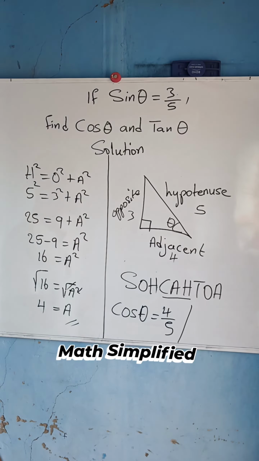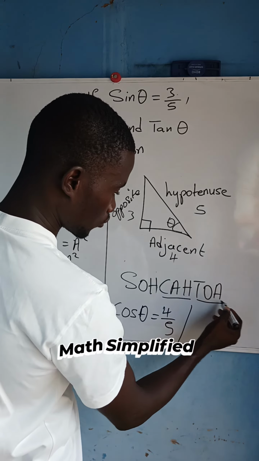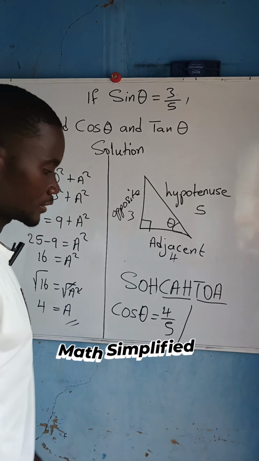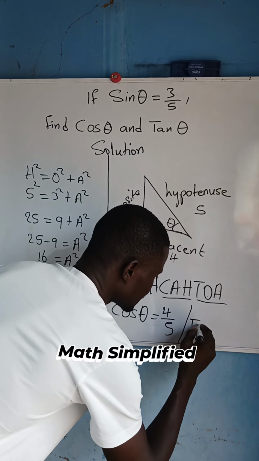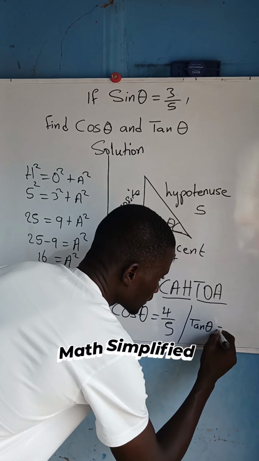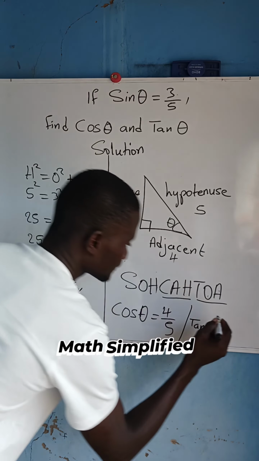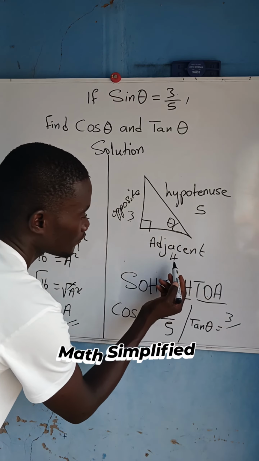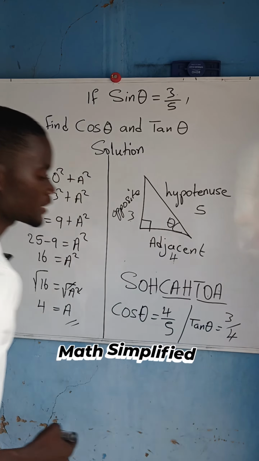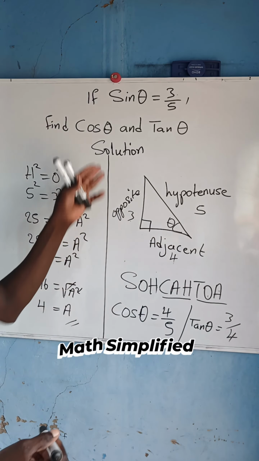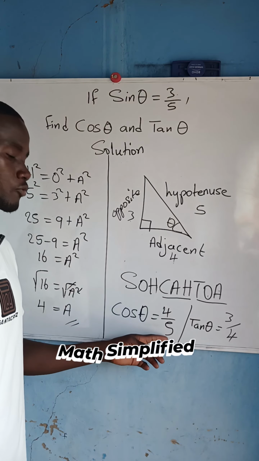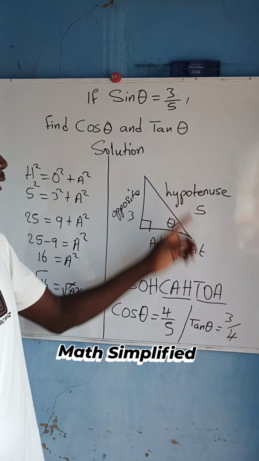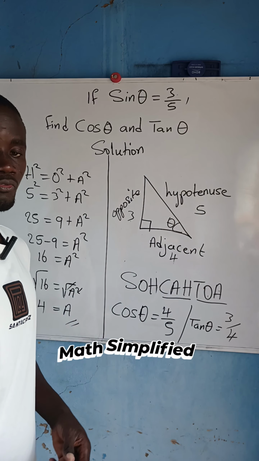When you are also asked to find tan, tan is equal to opposite over adjacent. So our tan theta is equal to opposite, which is 3, over adjacent, which is 4. So these are the answers to the question given. Cos theta is equal to 4 out of 5. Tan theta is equal to 3 out of 4.